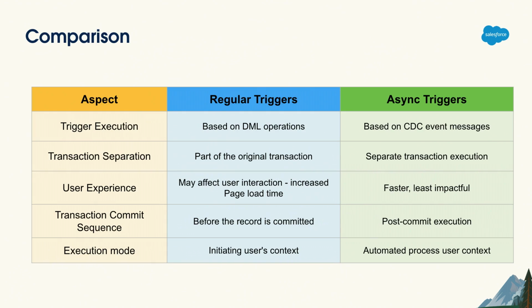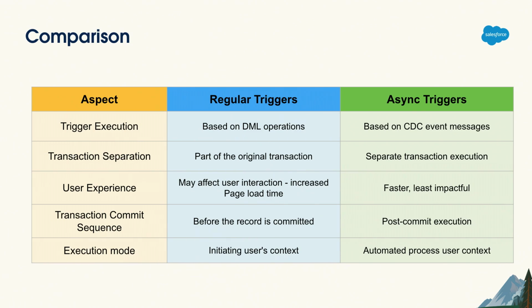Then number two, transactional separation. Using regular triggers, everything falls under a single transaction, but with the second one, each and every individual integration is considered a separate transaction. Number three, from a user experience standpoint, it depends on how complex the system is. It's going to make a tiny difference in page loading time when you're using regular triggers, but with asynchronous triggers, there is no way you will be able to see it.